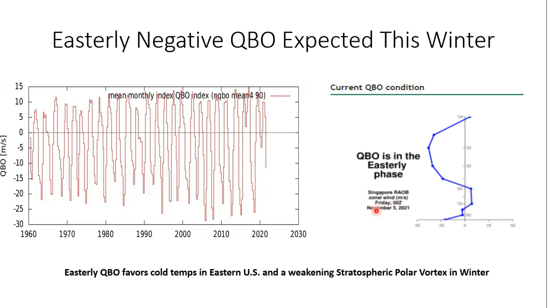In general, this was the radiosonde observation, the RAOB, the zonal winds in meters per second at Singapore. This is the location that's utilized to determine whether it's an easterly QBO or a westerly QBO. And just as a reminder, why do we care about this? Well, easterly QBOs tend to favor cold temperatures in the eastern U.S., and they also favor a weakening stratospheric polar vortex in the winter season. We're expected to remain in this easterly phase, negative QBO, throughout this upcoming winter.